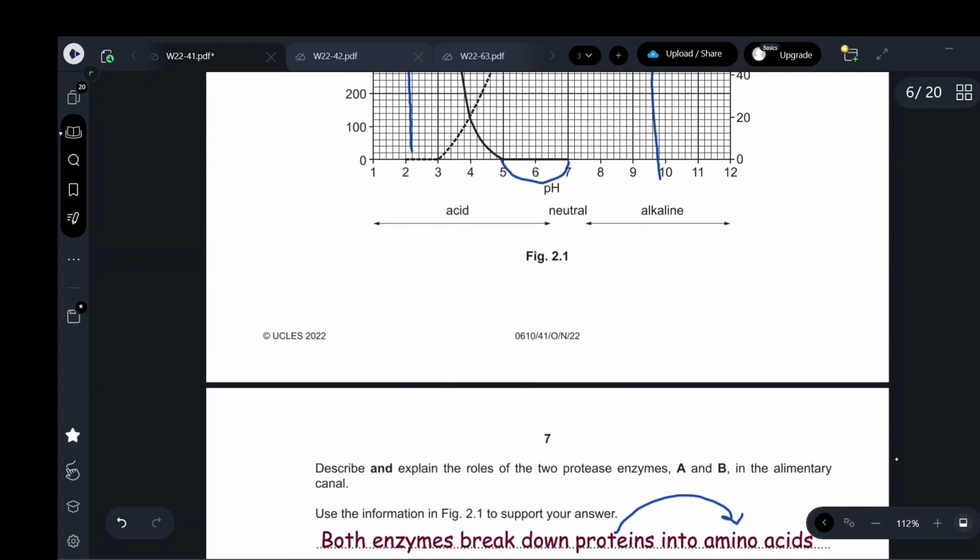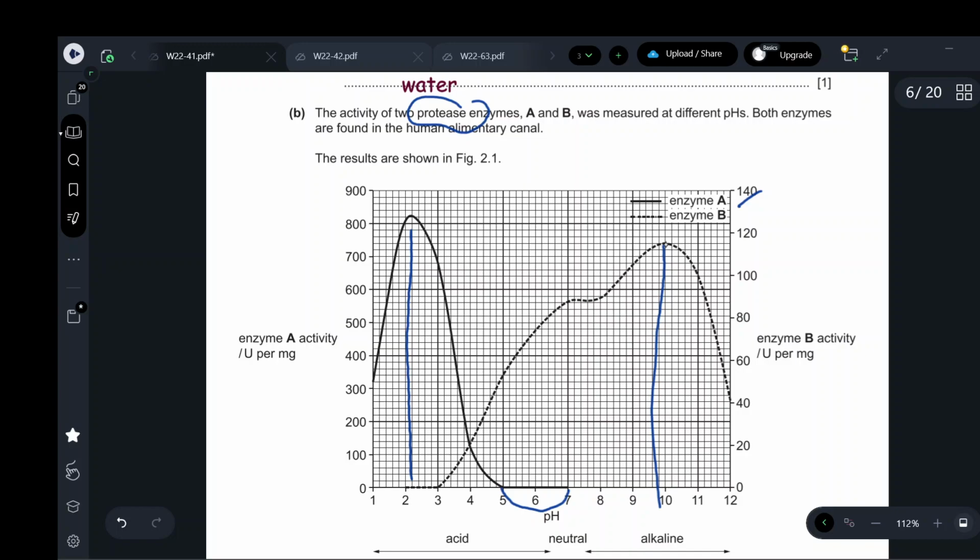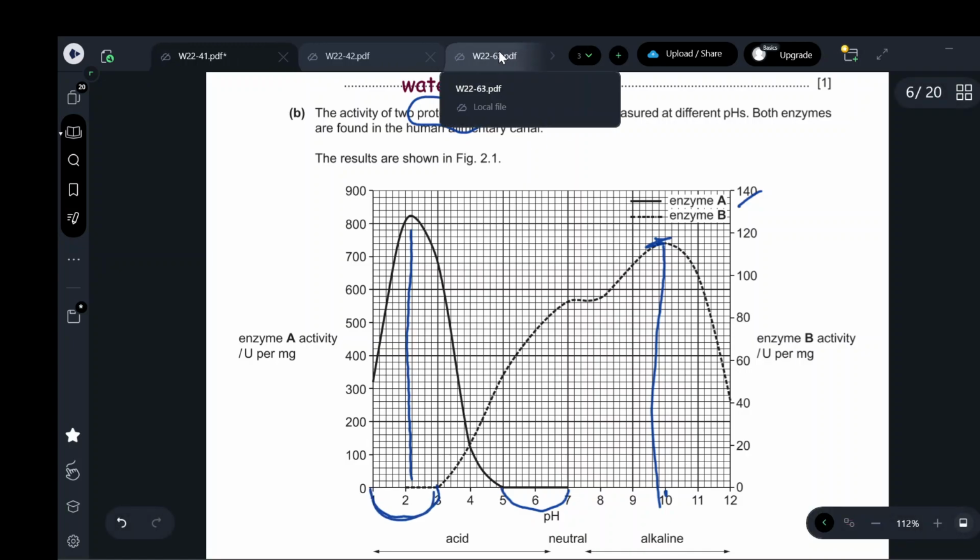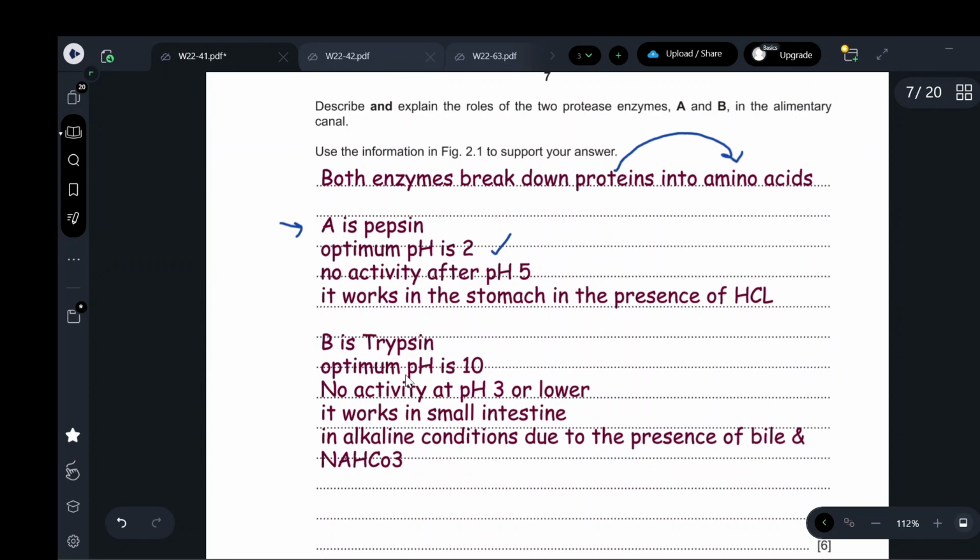Optimum pH is 10 from the graph. The maximum activity was at pH 10. Before pH 3, there was no activity. It works in the small intestine in alkaline conditions due to the presence of bile and sodium hydrogen carbonate.